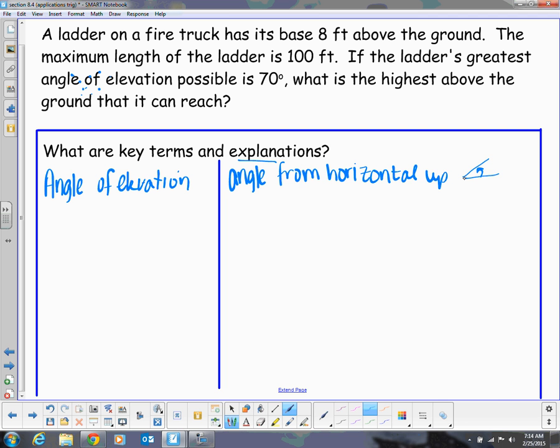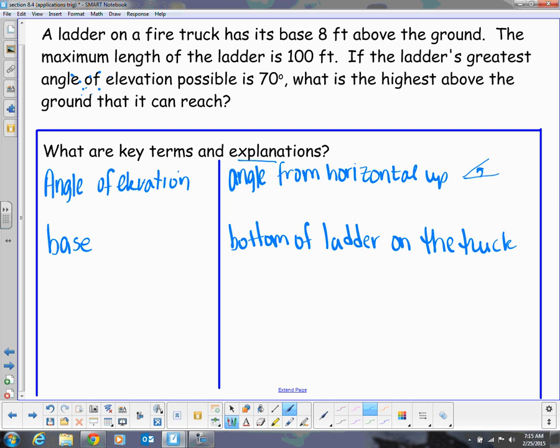Base. What is a base? What are they talking about, base? We have bases of triangles, bases of figures, bases of 3D figures. What are they talking about when they say base? The bottom of the ladder. Now where is the bottom of the ladder? On top of the tractor. Bottom of ladder on the truck, right?